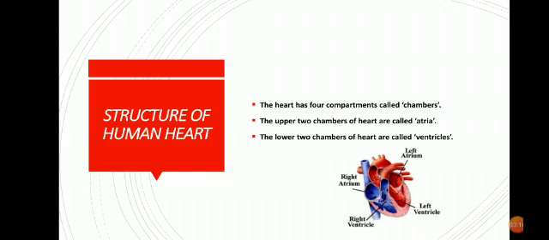So on the right side of the heart, two things are located: the right atrium at the top and the right ventricle at the bottom. Similarly, on the left side of our heart, what things are located? At the top, the left atrium, and at the bottom, the left ventricle.